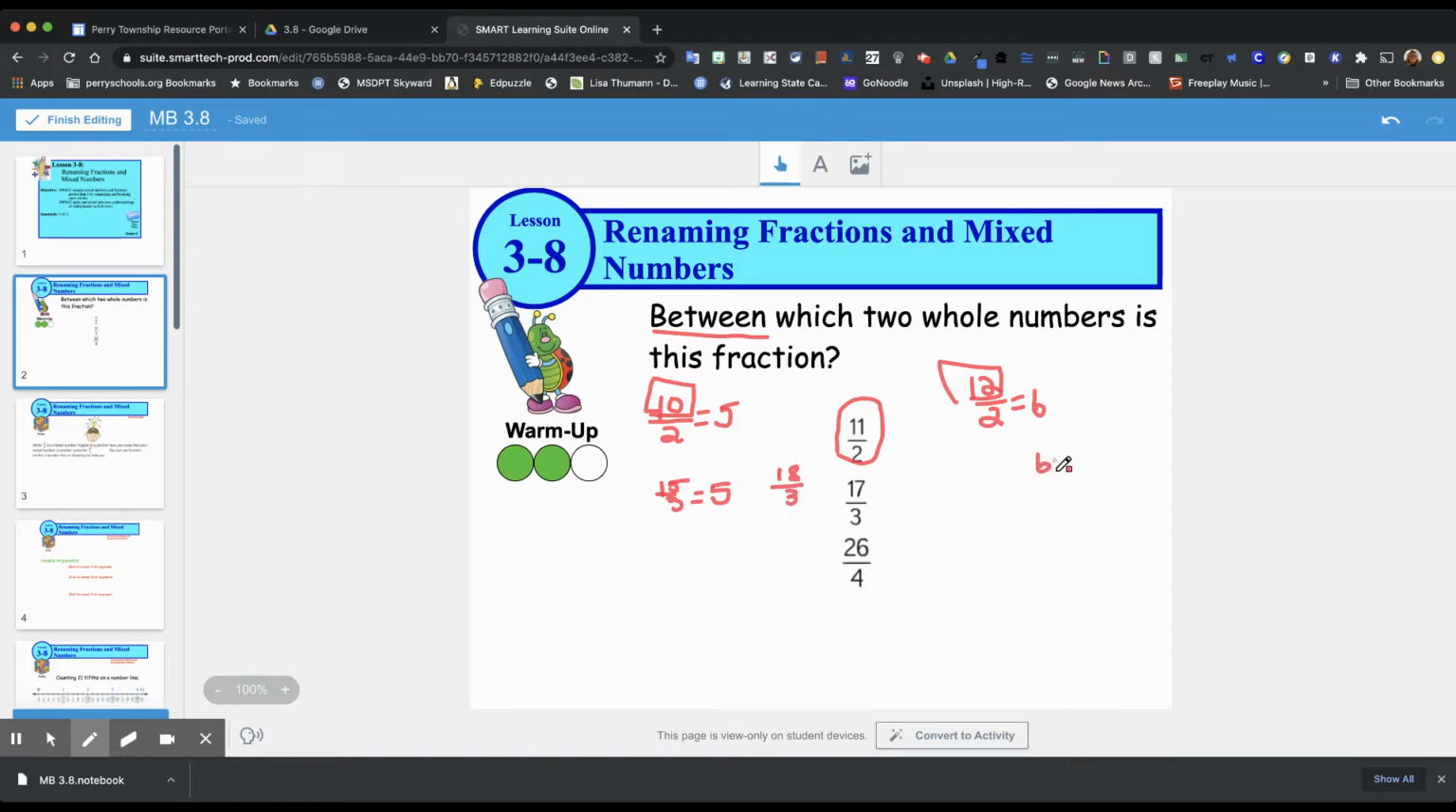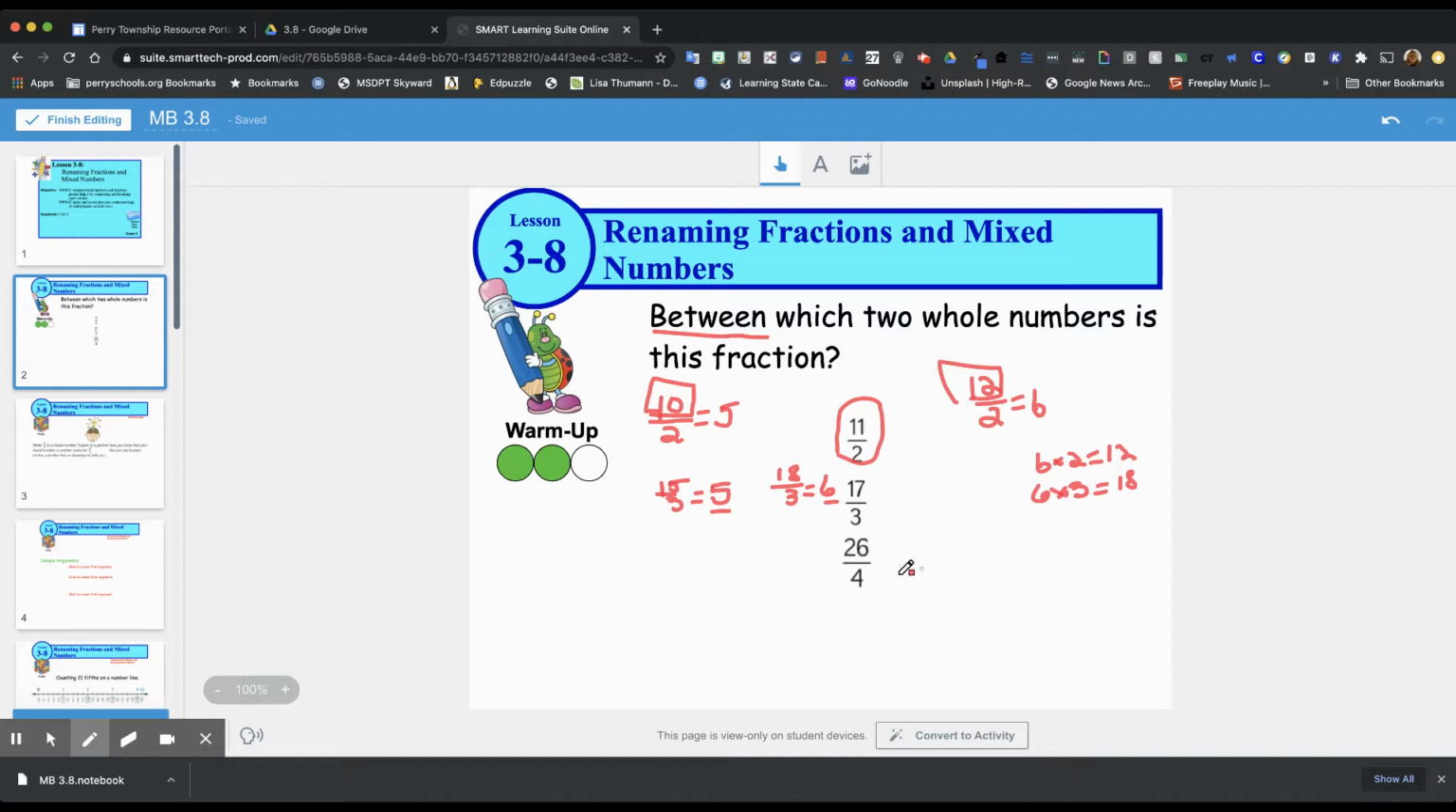I know 6 times 2 equals 12. 6 times 3 equals 18. So 18 thirds would be 6. So we've got 15 thirds and 18 thirds. And so we know 17 thirds would be somewhere between 5 and 6.